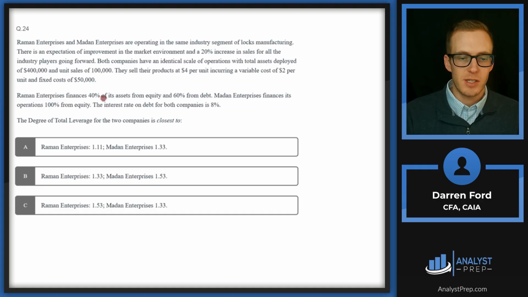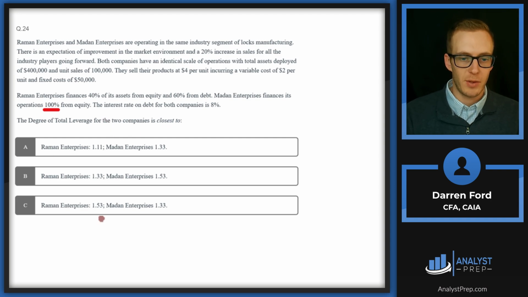Raman Enterprises finances 40% of its assets from equity and 60% from debt. Madan Enterprises finances its operations 100% from equity. The interest rate on debt for both companies is 8%. The degree of total leverage for the two companies is closest to.